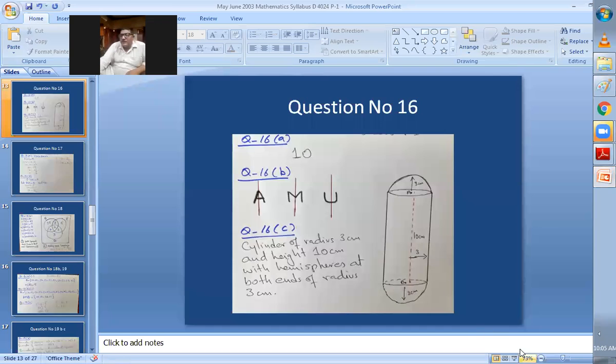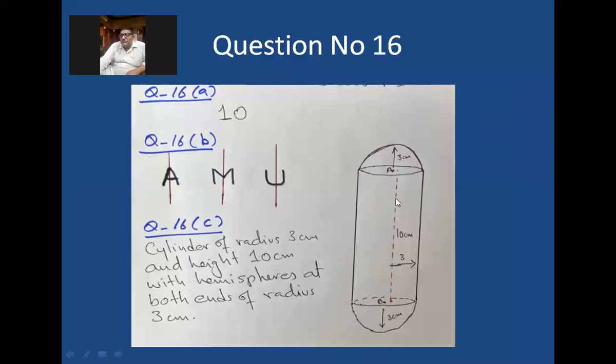I have shown it. Let me show you. So it will be like a cylinder, and that AB line will be like an axis of the cylinder. So it's a cylinder of length 10 centimeter, and its radius is 3 centimeter. And on the ends A and B, we will also have hemispheres, and those hemispheres will be of 3 centimeter radius. So this is the diagram which will be formed. This is not to scale.